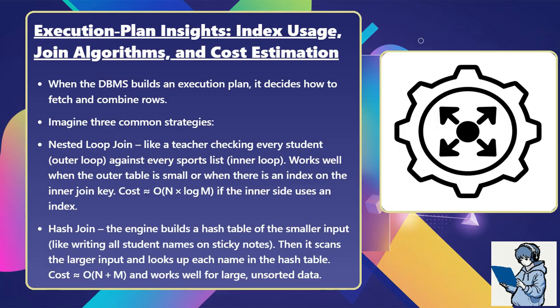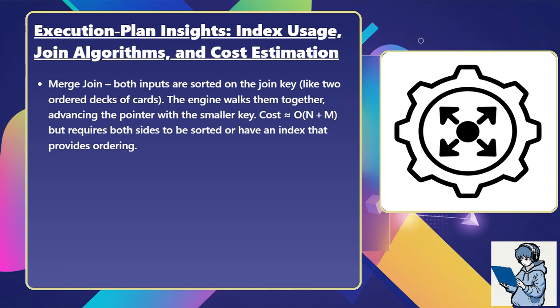Hash join, the engine builds a hash table of the smaller input, like writing all student names on sticky notes. Then it scans the larger input and looks up each name in the hash table. Cost approximately O of n plus m and works well for large unsorted inputs. Merge join, both inputs are sorted on the join key, like two ordered decks of cards. The engine walks them together, advancing the pointer with the smaller key. Cost approximately O of n plus m, but requires both sides to be sorted or have an index that provides ordering.